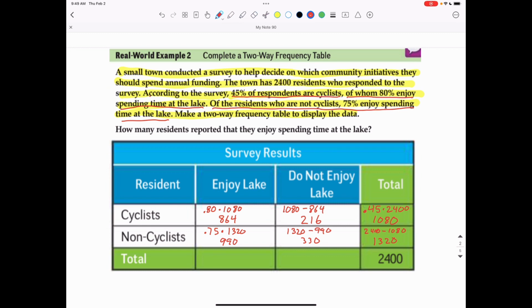Then we can finally just find our totals for enjoy the lake, not enjoy the lake. So our total of cyclists and non-cyclists that enjoy the lake would be 1,854. That's found by just adding 864 plus 990. And then those who do not enjoy the lake will be 216 plus 330. That's 546. And notice that when I add this row together, 1,854 plus 546 does give us this same total of 2,400.